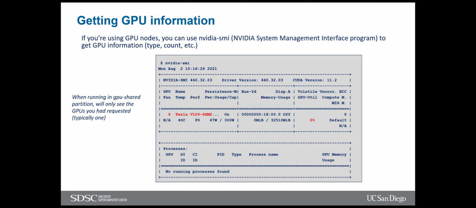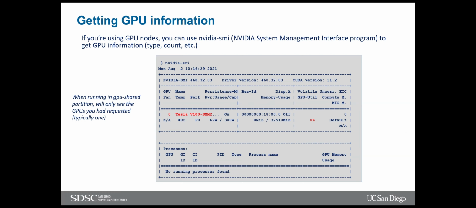And so what we see here highlighted in red, that 0 is the index of the GPU. Our nodes have 4 GPUs. It tells us what type of GPU we have, so we have Tesla V100s. It can give us the power consumption, so it's usage over capacity. The total capacity is 300 watts, but we're currently only using 67 watts of it.